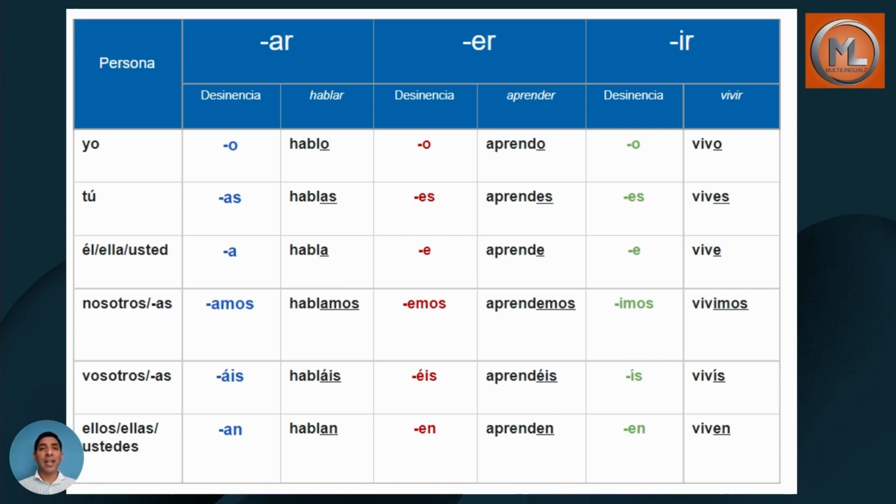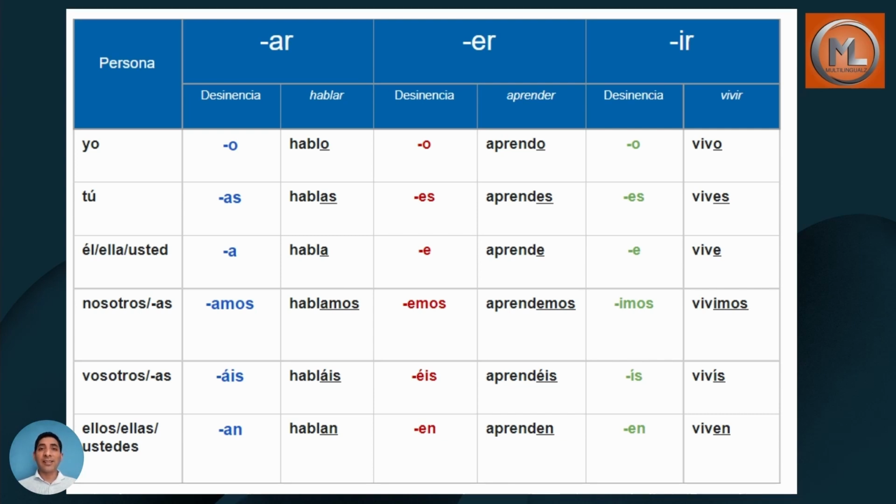So for we, the ending is AMOS. We say nosotros hablamos. For vosotros, vosotras, the ending is A with an accent, IS. So the ending would be vosotros habláis. And the last one for ellos, ellas, ustedes, the ending is AN. So we say ustedes hablan. Ellos, ellas hablan. That is the first conjugation, AR.